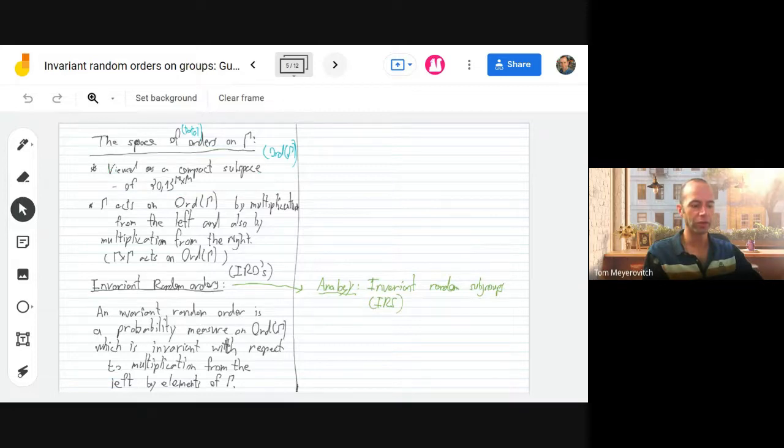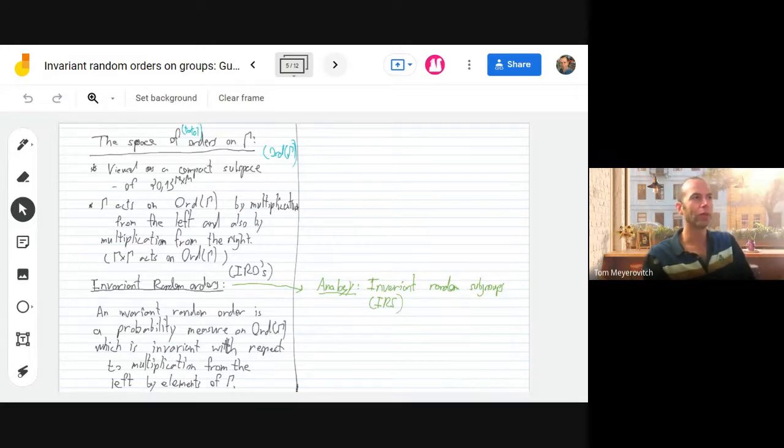And Γ acts on this space. Now, it acts on it in two different ways: by multiplication from the left and also by multiplication from the right. If you want it to be a left action, then the multiplication from the left has to be by the inverse. That's the usual thing. So there's actually an action of Γ×Γ on the set of orders on Γ. And to be more specific, there's an action of Γ×Γ modulo the center. It factors through this, since the center of Γ embedded diagonally acts trivially. Is this clear? Are there any questions about this?